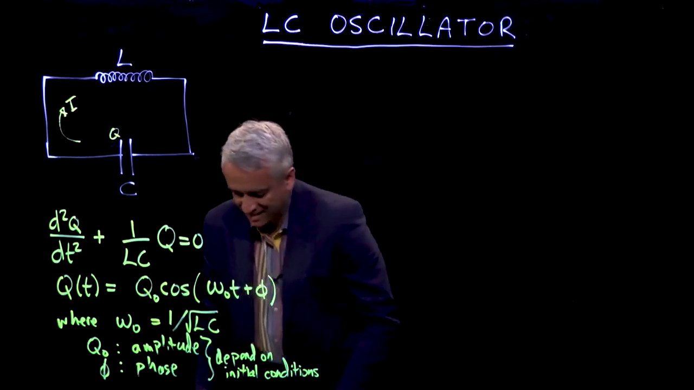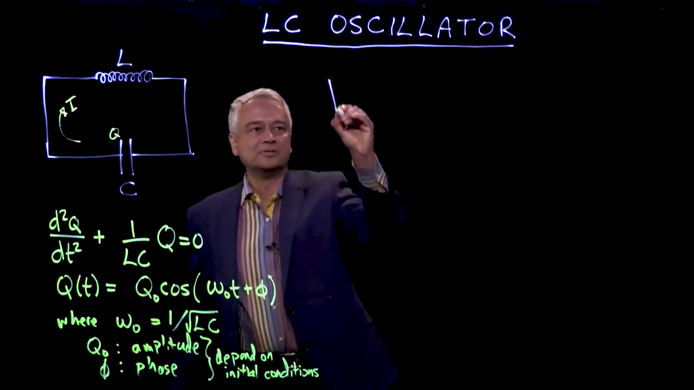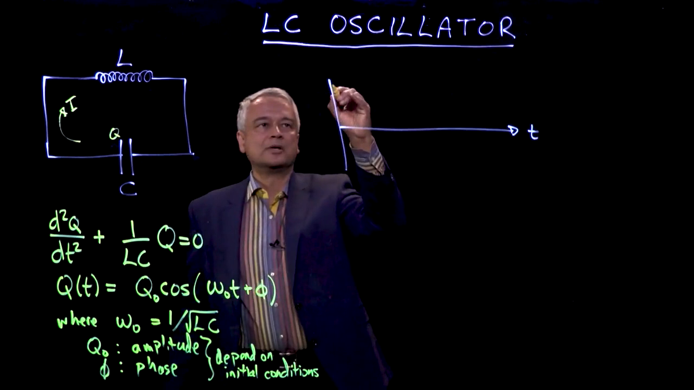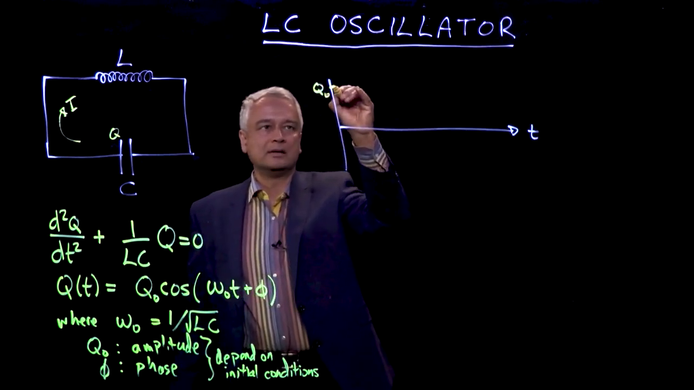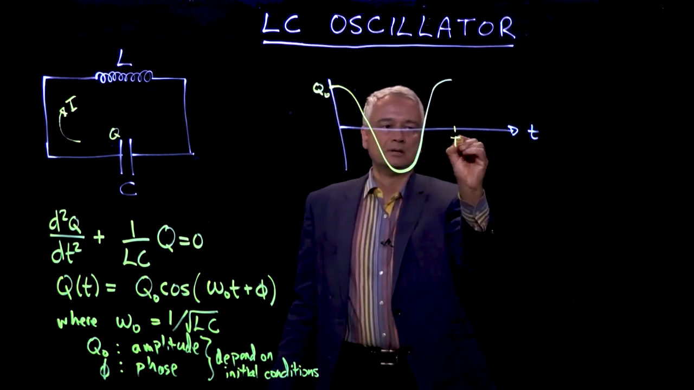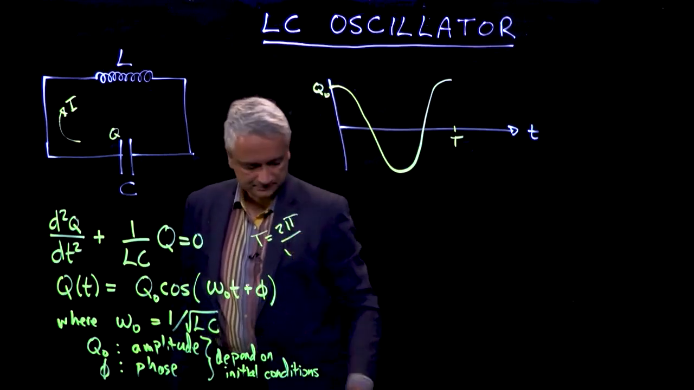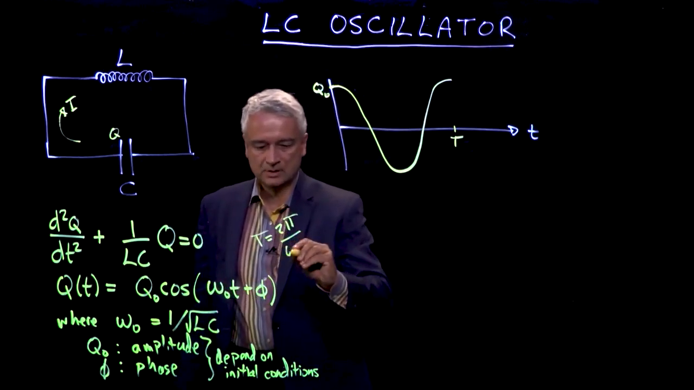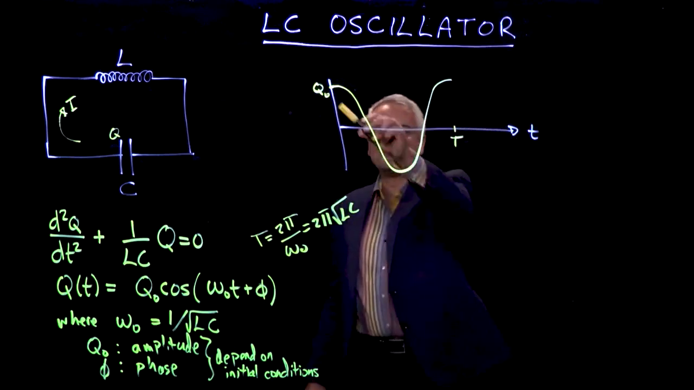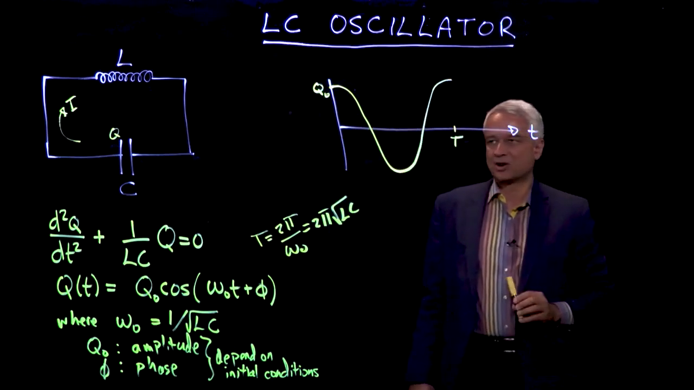Which is to say that if I make a graph of the solution to this equation, it looks as follows. If I plot as a function of time, and I plot Q, Q starts out here at Q naught, and it oscillates. I'll draw one period of the oscillation. This period is 2 pi over omega naught, which is 2 pi times the square root of LC. And after one period, Q started out positive at Q naught, went to zero, became negative, went back to zero, and returned to its starting positive value.